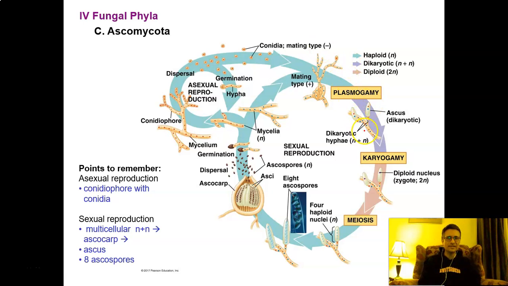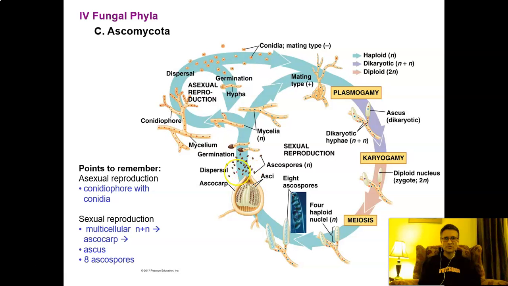Lots of N plus N cells. Ultimately, though, it's going to produce a cell called an ascus. And this ascus is where karyogamy is going to occur. So karyogamy is the fusion of the nuclei. We get two 1N nuclei that fuse to form a diploid zygote. Our diploid zygote is then going to undergo meiosis, and occasionally in species, what happens is these 4 cells that result, each of these then undergo mitosis to give us a total of 8 ascospores.